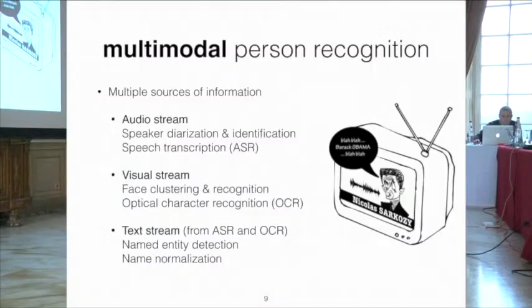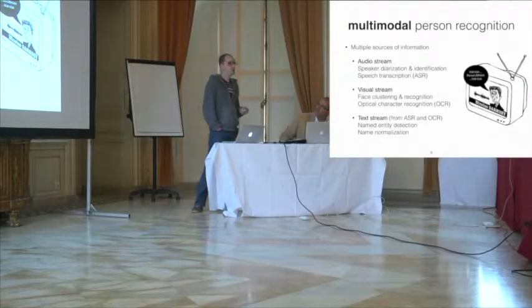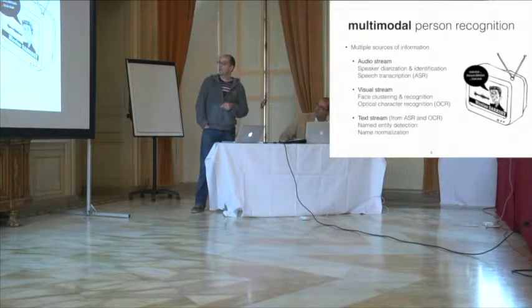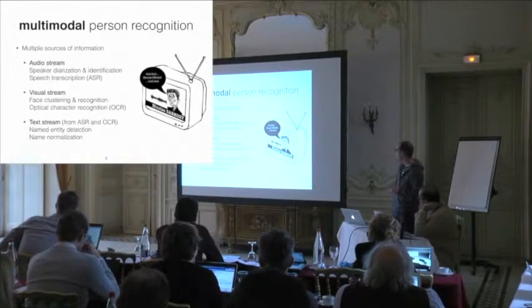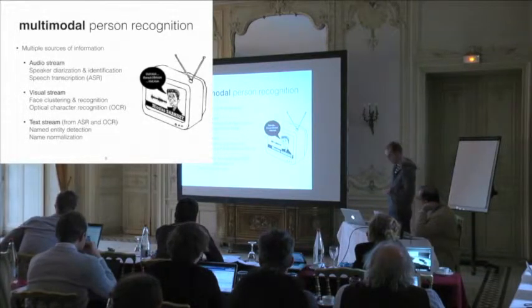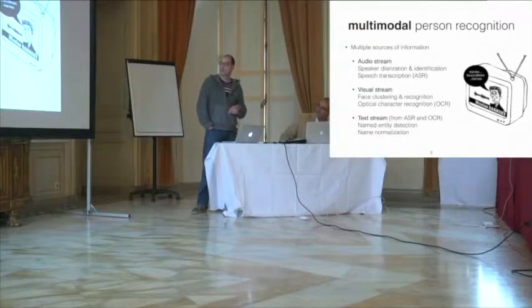So what can we use to actually recognize those guys? There are multiple sources of information. The first source of information is the audio stream, so we can do speaker diarization and identification. We can do speech transcription and try to get some names from what people are saying. They usually don't pronounce their names, but it may give you a cue about other people on stage. We can use the visual stream, do face clustering and recognition. We can do optical character recognition to get the names of the faces on the currently speaking speaker. And on top of that, we can use the text stream resulting from ASR and OCR to do name entity detection. And finally, normalize the name, because we are expected to give the name of the person in a very precise form.